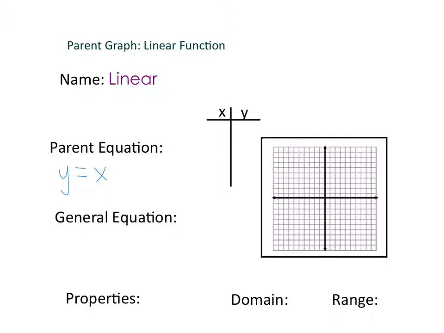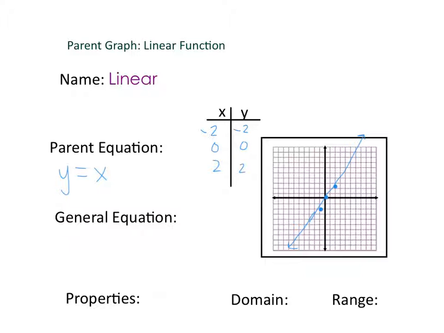If I were to make a table of values and plug those in, let's say I plugged in -2, 0, and 2 for x, I would get the following outputs for y: -2, 0, and 2, obviously because they equal each other here in the parent equation. And if I were to draw that, I would get a straight line like this. And you can see that straight line on the graph provided at the right.